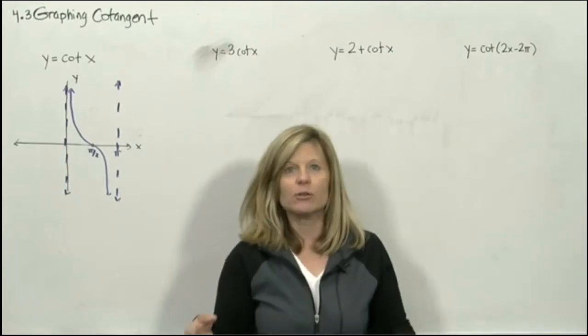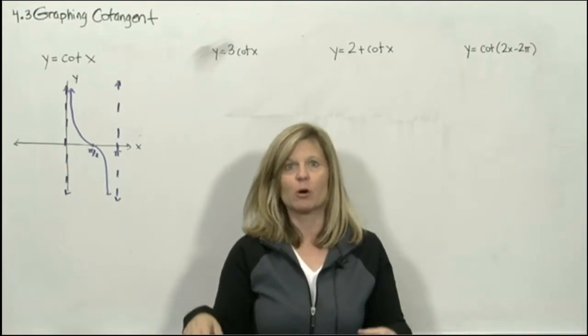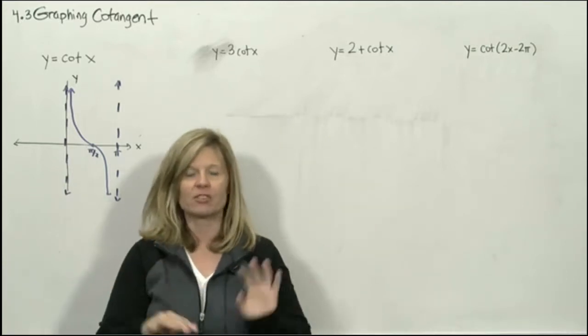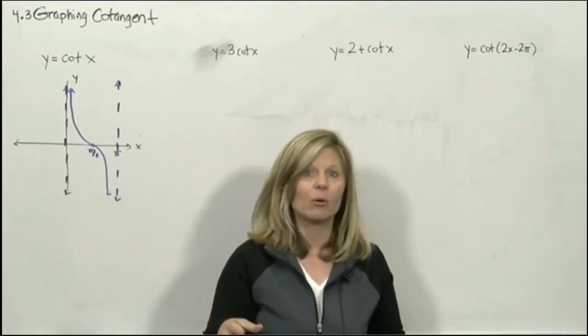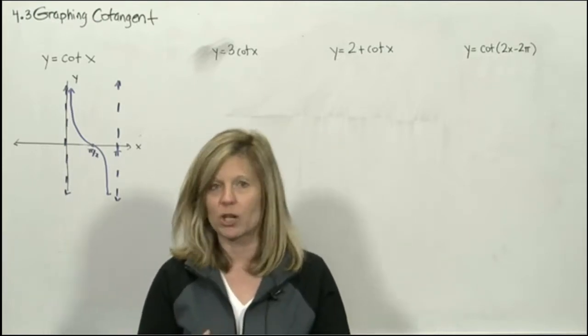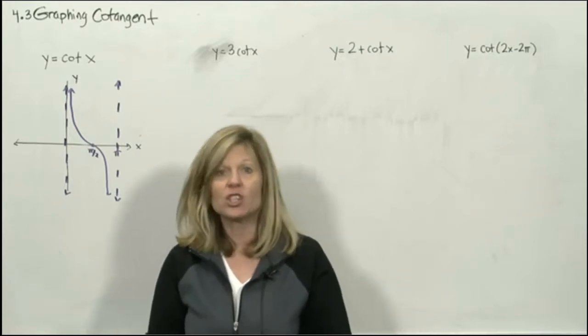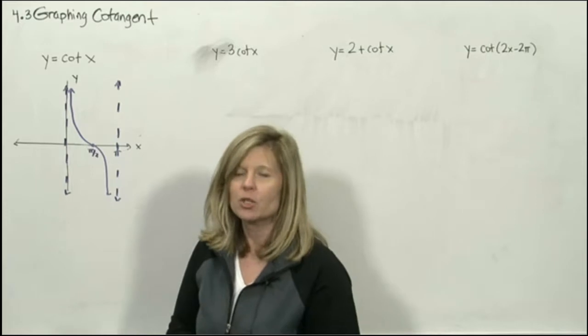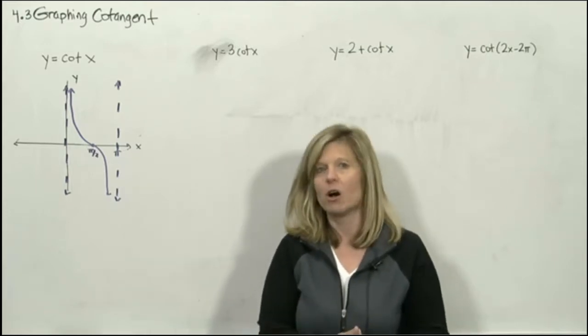Okay, let's now do some transformations with cotangent graphs. Let's change some of the numbers in the equation and see how it affects the graph. So today we're talking about, with cotangent, maybe changing the amplitude, the frequency, which will change the period, or having a phase shift. Maybe it's a horizontal phase shift or a vertical phase shift. So in your notes there are 3 examples to follow along with.